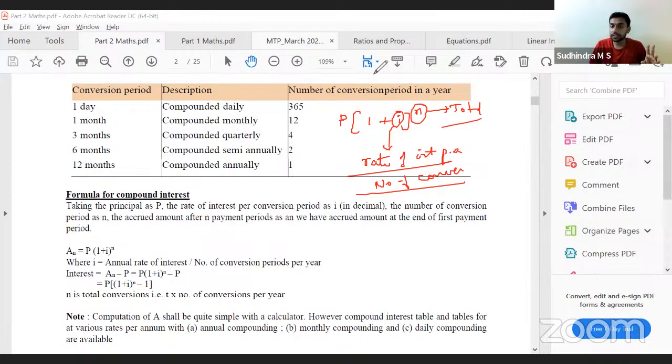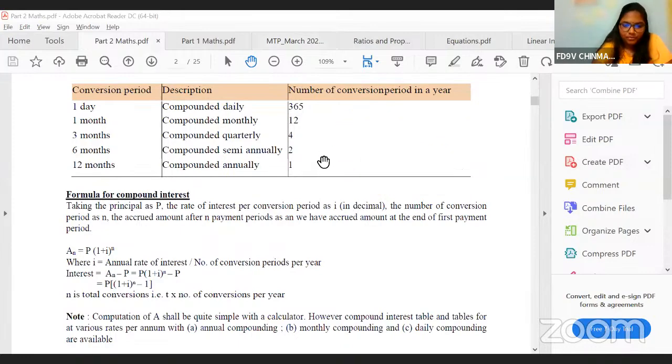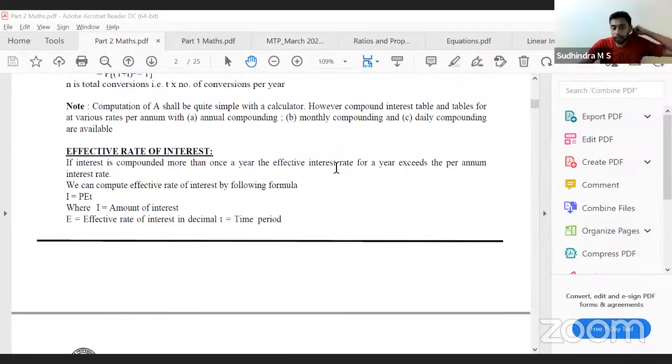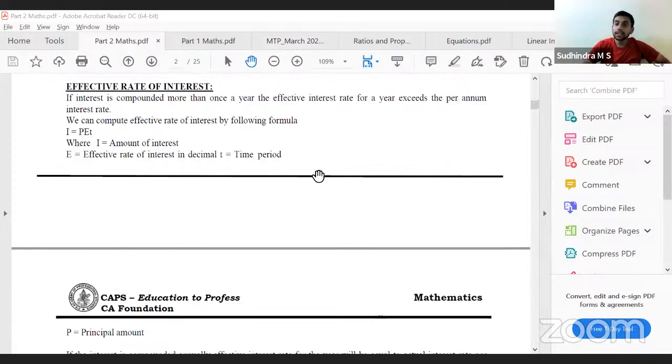Is that clear? Yes, sir. Now, similar to the compound interest calculation that we had, we have something called effective rate of interest. Even though the interest rate says 5%, effectively, if it is compounded half yearly, the effective interest that we get would be higher than 5%. Right? I'll give you an example.